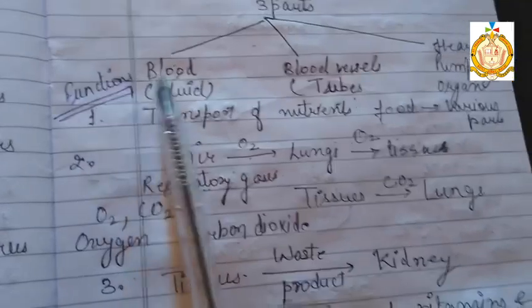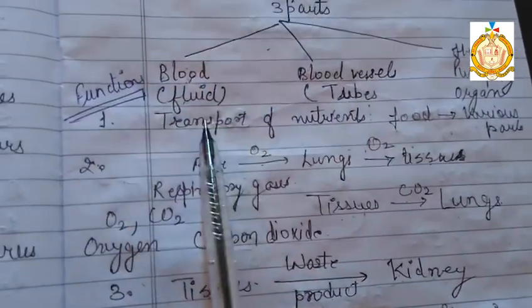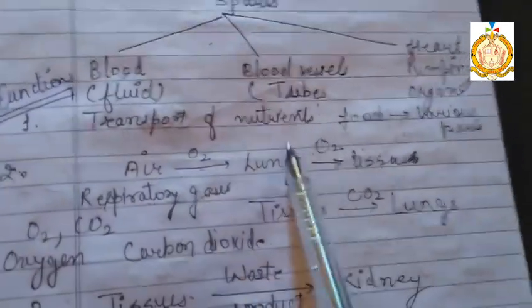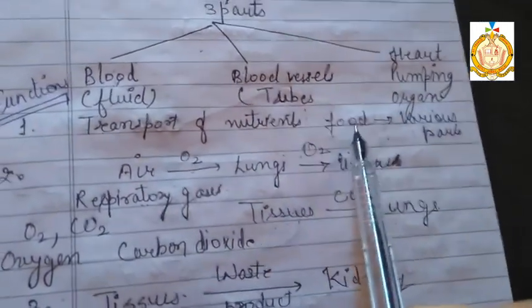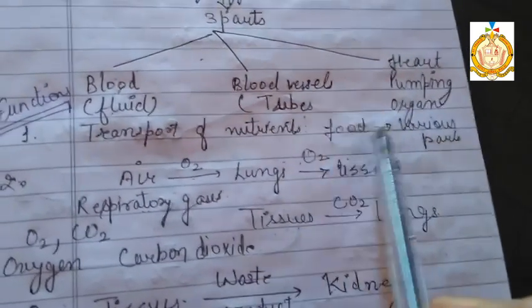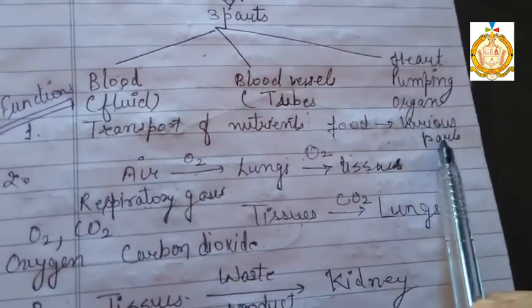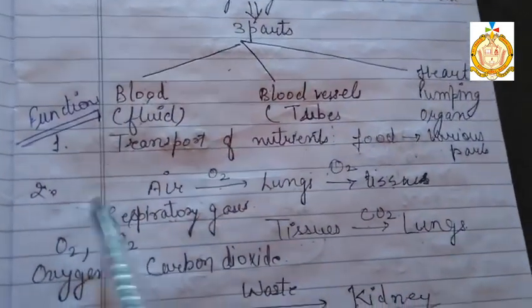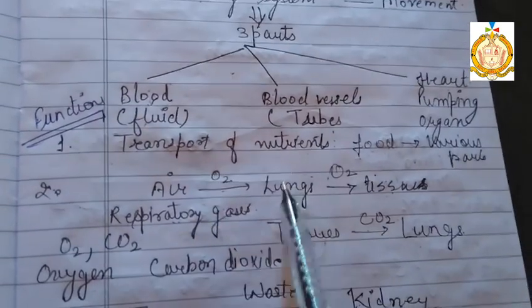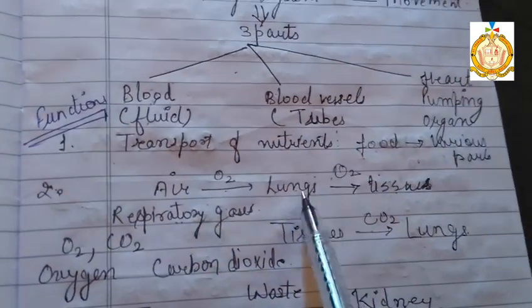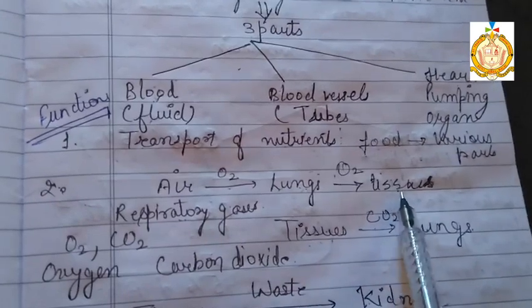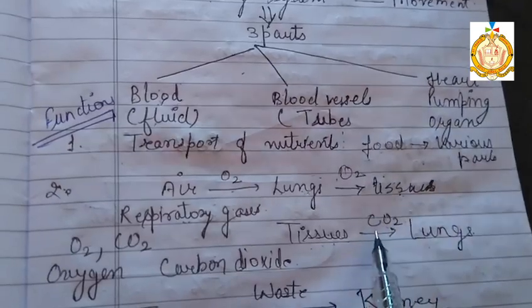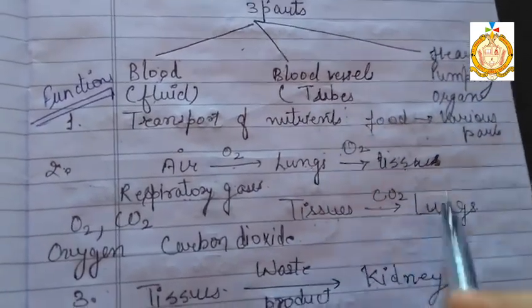First of all, the functions of blood. Blood transports nutrients. Nutrients means whatever food is absorbed by our body, which it transports to the various parts of the body through blood. The second function is that it transports respiratory gases. From the lungs, oxygen is transported to the tissues. When in tissues, carbon dioxide is transported to the lungs.